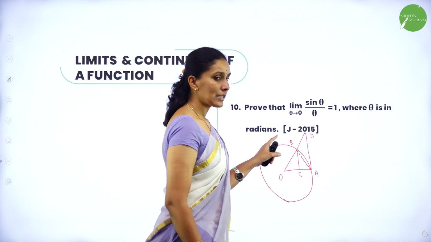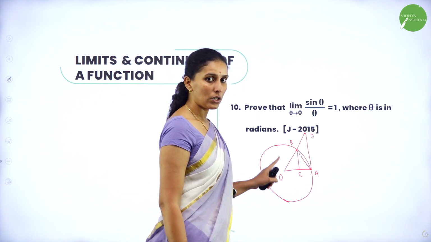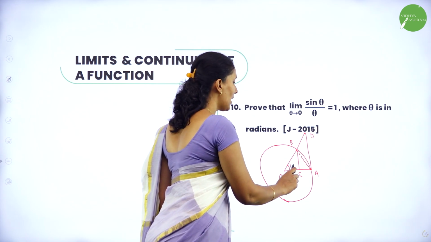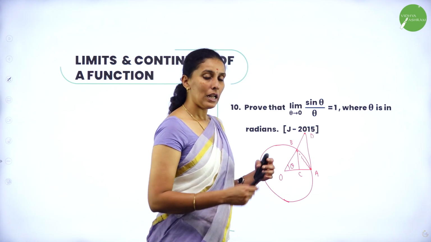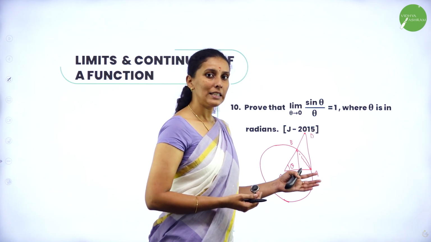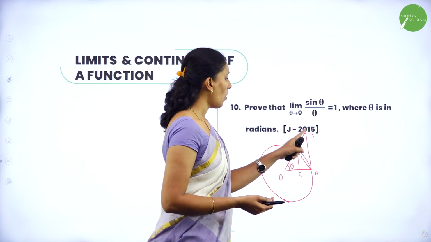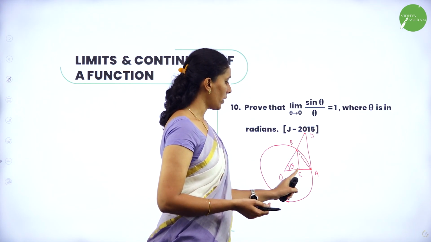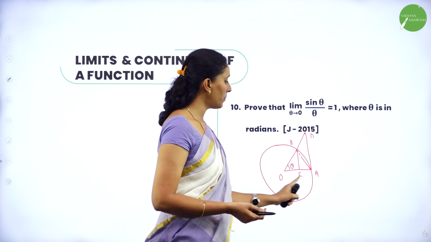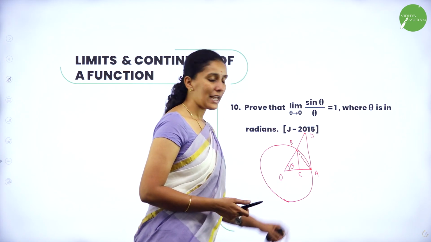That is, let us consider a unit circle with center O. Angle AOB is equal to theta in terms of radians. Let us take theta measured anti-clockwise and let theta be positive. Now draw AD perpendicular to OA, extend OB to meet D, then draw BC perpendicular to OA, join AB.